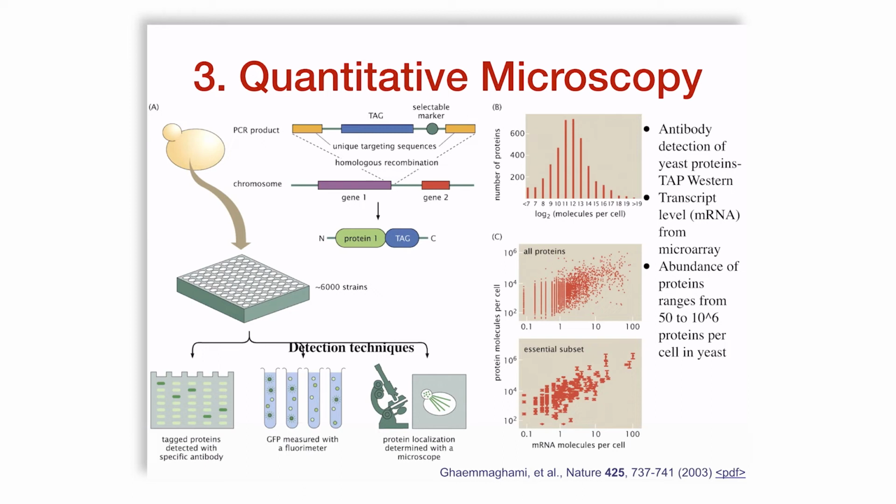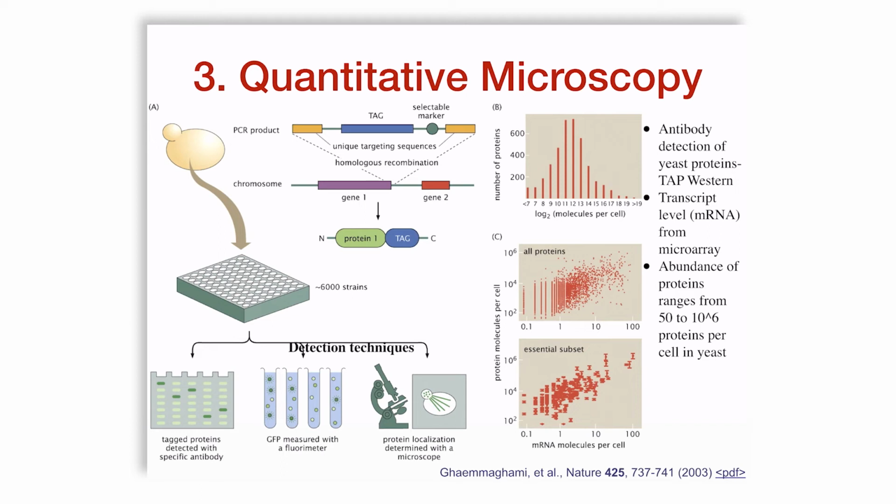To do this with about 6,000 strains, detect whether the specific tagged proteins are actually detected by antibody, measure the fluorescence with a GFP fluorimeter, and localize the molecule by microscopy. But we can also look at the number of proteins as a function of the molecules per se, meaning to say, we get an idea of the abundance.